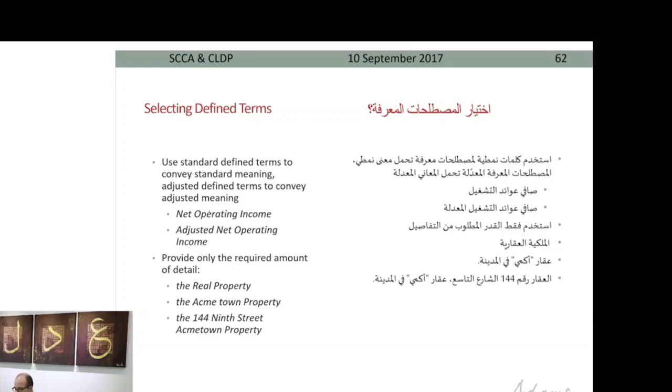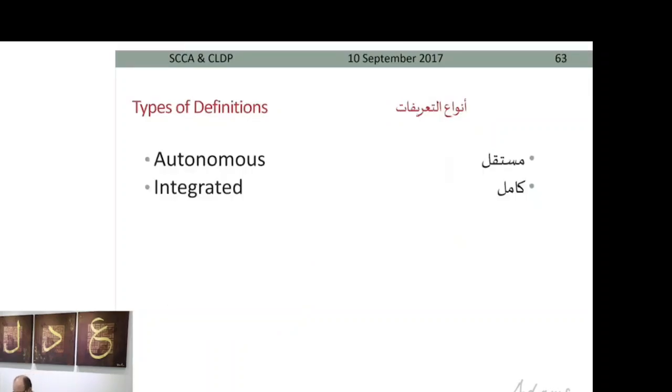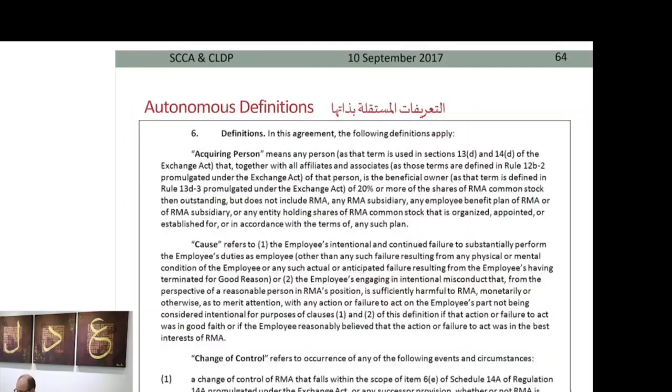And your defined term should be as specific as it needs to be. If you're talking about one piece of land, you can call it the real property. If your deal involves 25 pieces of land, 5 of them in Acme Town, you're going to have to use a more specific label for each piece of land. But the main issue, the first question, is, how are you going to create a defined term? You have two choices. You can use autonomous definitions or integrated definitions. Here are some autonomous definitions.